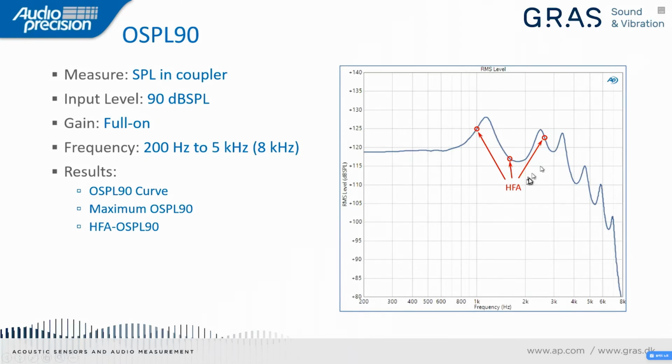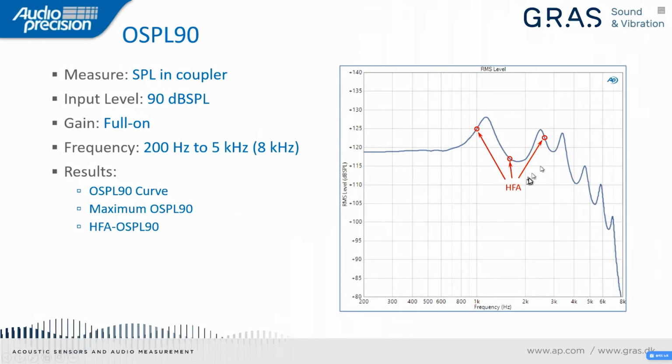The full-on gain, or FOG 50, again, we're measuring the sound pressure level in the coupler. In this case, the input level is 50 dB SPL, and the hearing aid is at full-on gain. We cover the same frequency range, and the results in this case are the gain curve, as shown on the right here. And we want to measure also the high frequency average FOG.